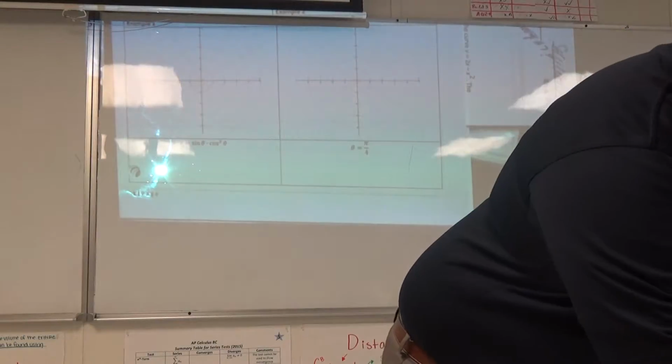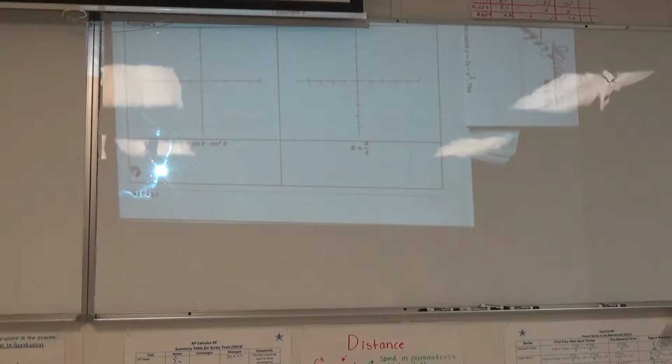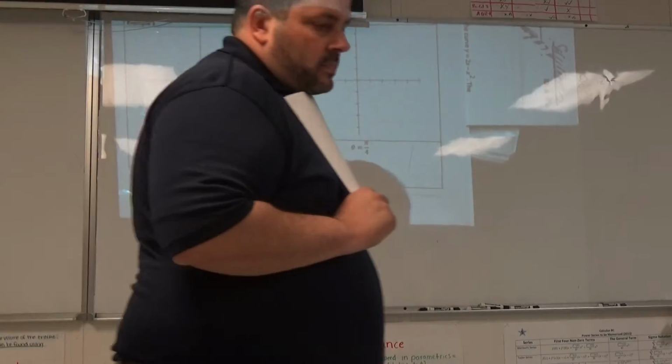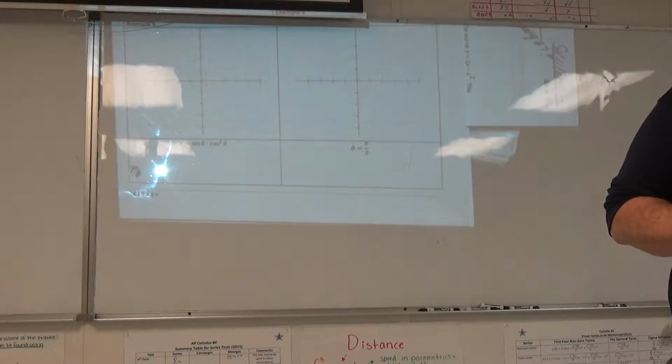Just keep going, we'll talk in a minute. It's theta, it's not r. Is mine wrong? Your theta equals pi over 4. Your theta equals pi over 4. Now your r.